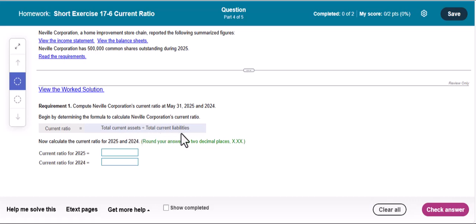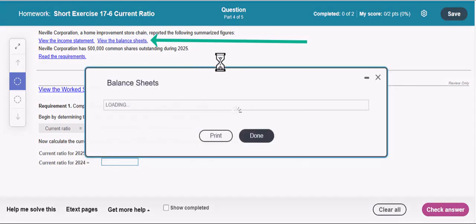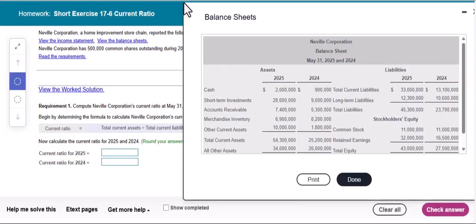And notice as part of the formula, we have the current assets and current liabilities, and those are only found on the balance sheet. So we won't be needing the income statement here. So go ahead and open our balance sheets. And in addition, the other piece of information that we do not need is this 500,000 common shares outstanding that they gave us. Some students think that they need this information. However, it's just given to us because in the real world, you're going to have access to tons of accounting information, and it's your job to know which information is needed and which information is not.